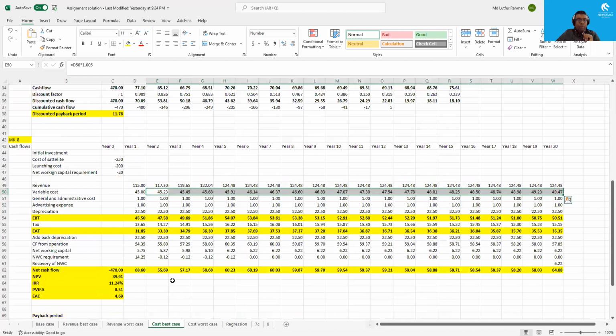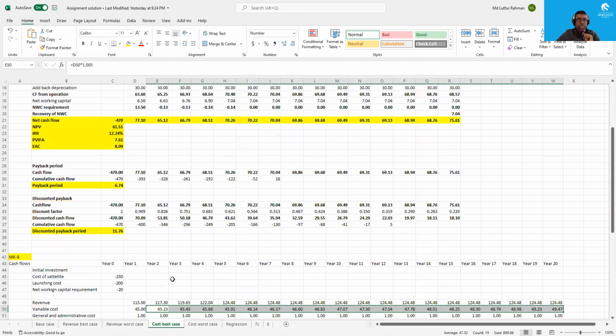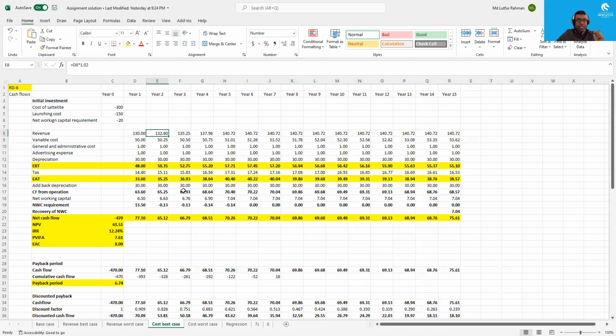In the cost-based case, look, we consider that cost increases by 0.5%, okay, and in the cost worst case, cost increases by 2%. But in both of these cases, revenue again remains the same, the base case, okay. But what many of you did is, for example, when you were considering the worst case, you took that cost increases by 2% and revenue increases by 1%. So both worst cases are put together.